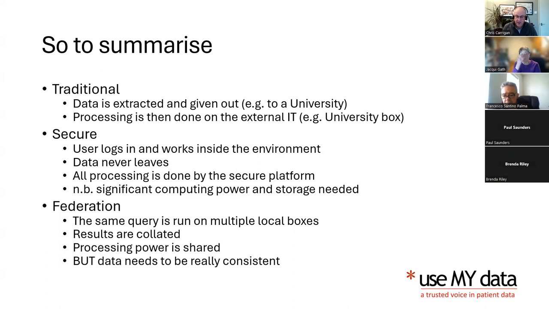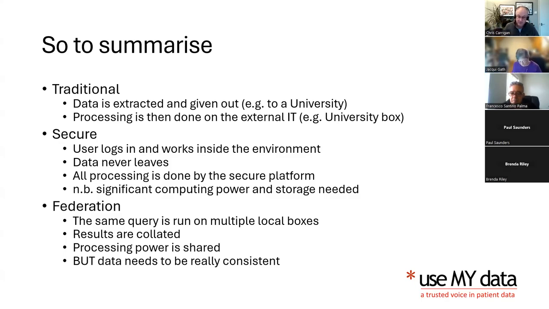The secure bit in the middle is where SDEs and TREs sit. It is more secure because the data never leaves a central environment. All the processing is done in the central platform, but it means those central platforms, the SDE and the TRE, need to be 30 times more powerful than the university machine because you've got 30 universities using it at the same time. So there are capacity issues, computing power issues, and storage requirements that they have to figure out.